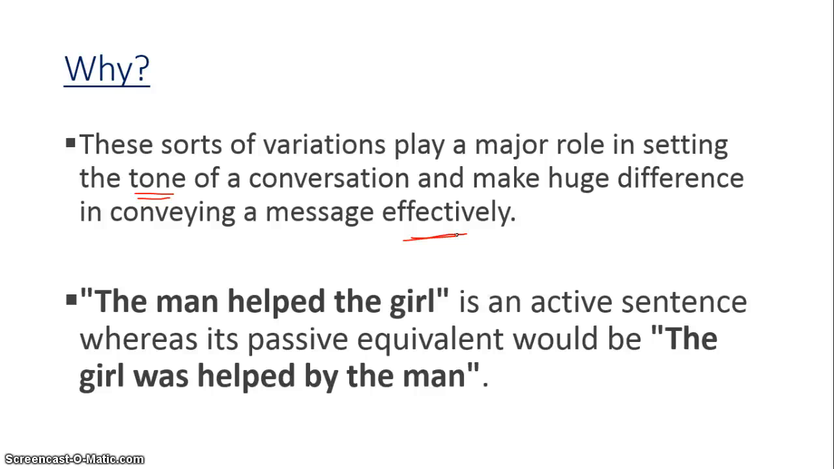So the active and passive forms just do that. I mean, they give us a liberty of using certain forms to target a certain audience. For example, the man helped the girl is an active sentence clearly, whose passive equivalent will become the girl was helped by the man.